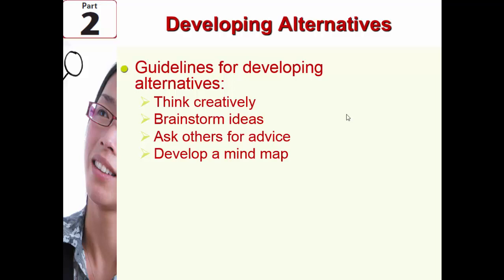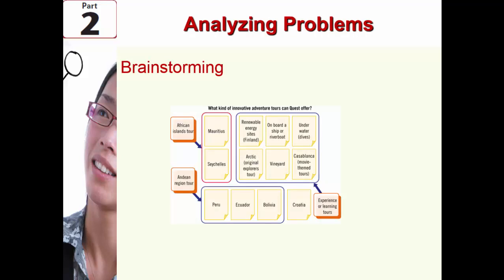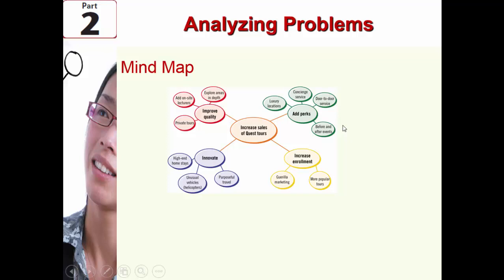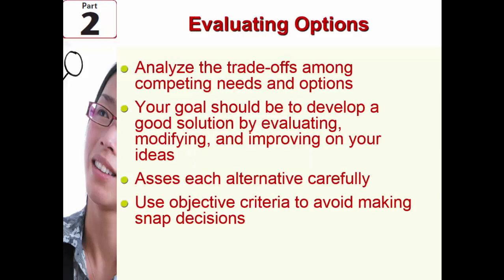Another thing that you can do is develop a mind map. That's where we have our problem in the middle and we have some ideas shooting out from that. Here's a brainstorming grid. Here's our mind map. Problem in the middle, bubble thoughts of ideas coming out from that. Really helpful way for us to gather all our thoughts, keep everything together.